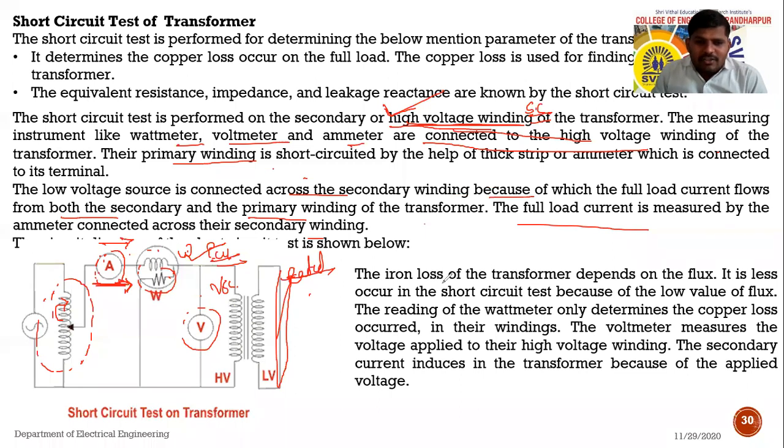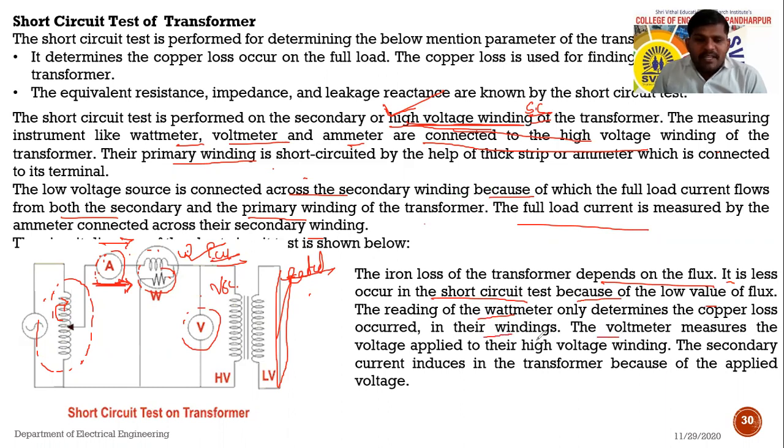And the iron loss of the transformer depends upon the flux. It is less in the short circuit test because of the low value of flux. The reading of the wattmeter will only determine the copper loss occurring in the winding.